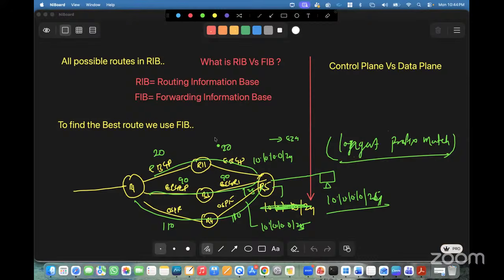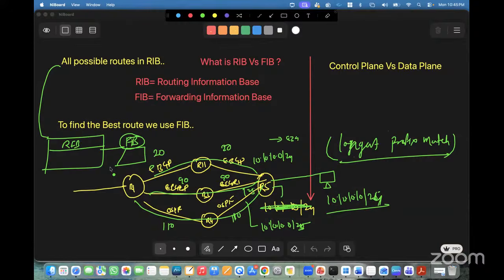So let's go back to RIB and FIB. Let's suppose all these routes are going to come. They are all going to be collected in the RIB, the routing information base. That is all your possible routes. But from the RIB, you are going to build the FIB, the forwarding information base. That is a collection of only the best routes.